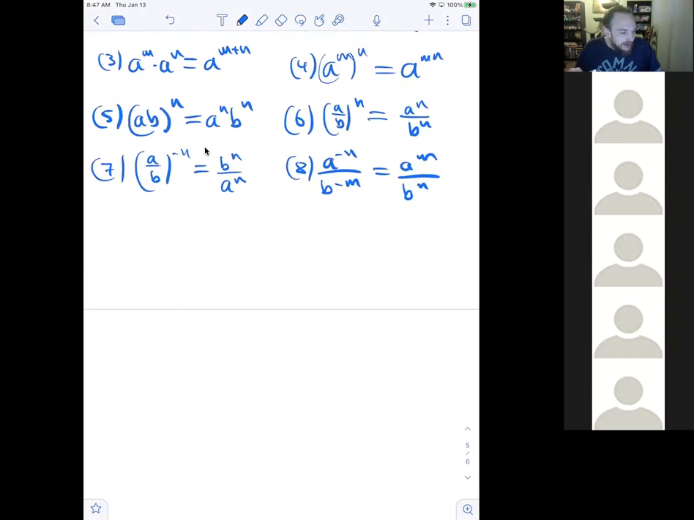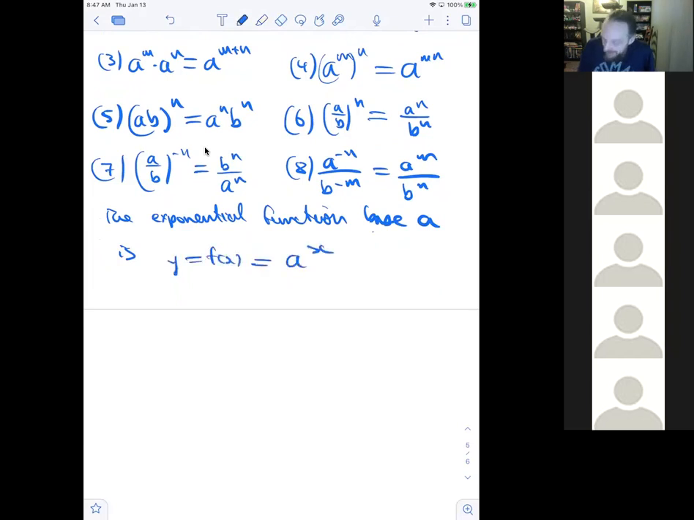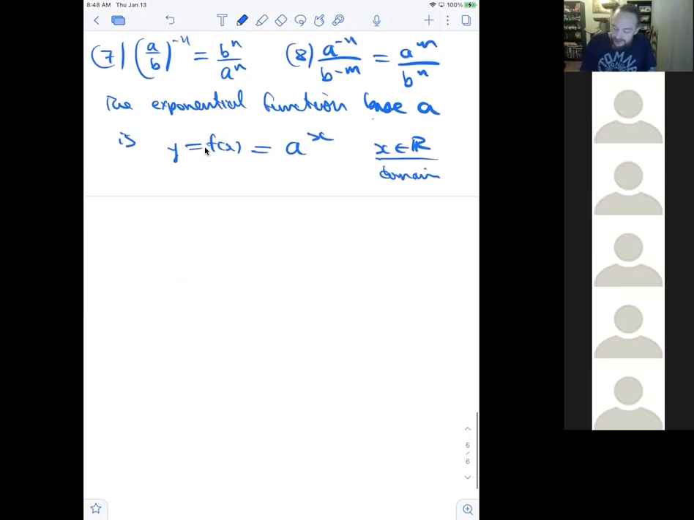Once we do this kind of thing, we're going to build the exponential function. The exponential function, base A, is y equals f of x, which equals a to the x, where x is any real number. So this is the domain basically. What we're considering is that a to the x is going to be a function that goes from R to the open interval 0 to infinity. The range is 0 to infinity. What that says is it's never 0.